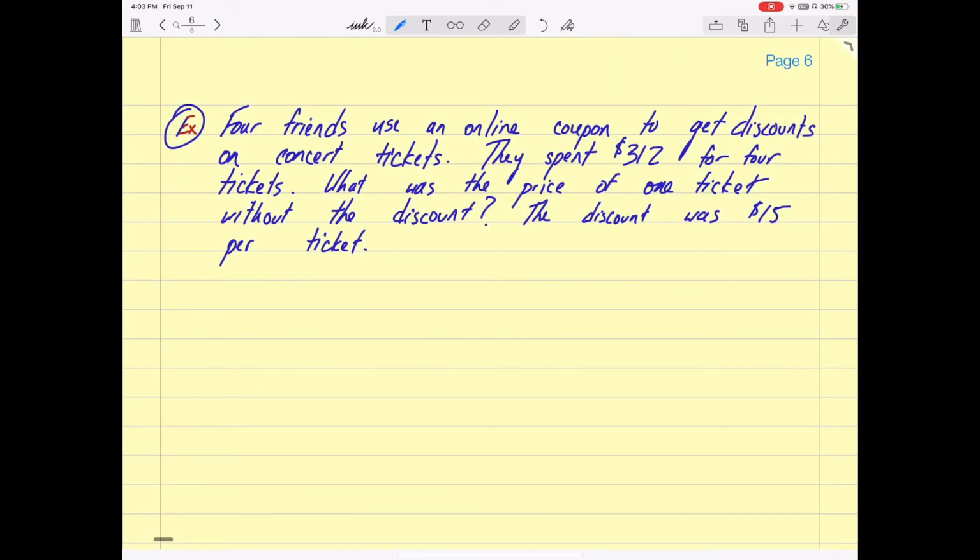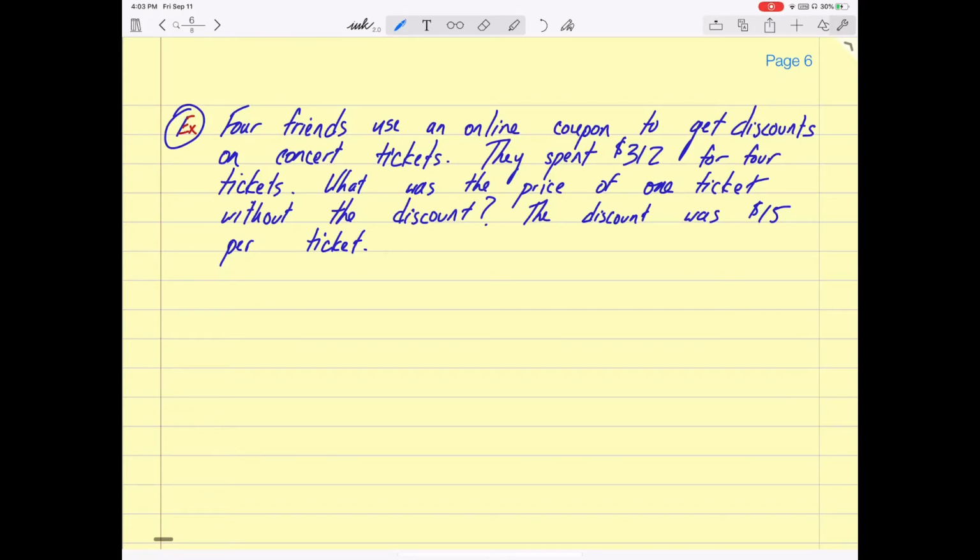Next example. So we're going to look at a slightly more complicated one. So four friends use an online coupon to get discounts on concert tickets. They spent $312 for 4 tickets. What was the price of one ticket without the discount? And the discount was $15 per ticket.